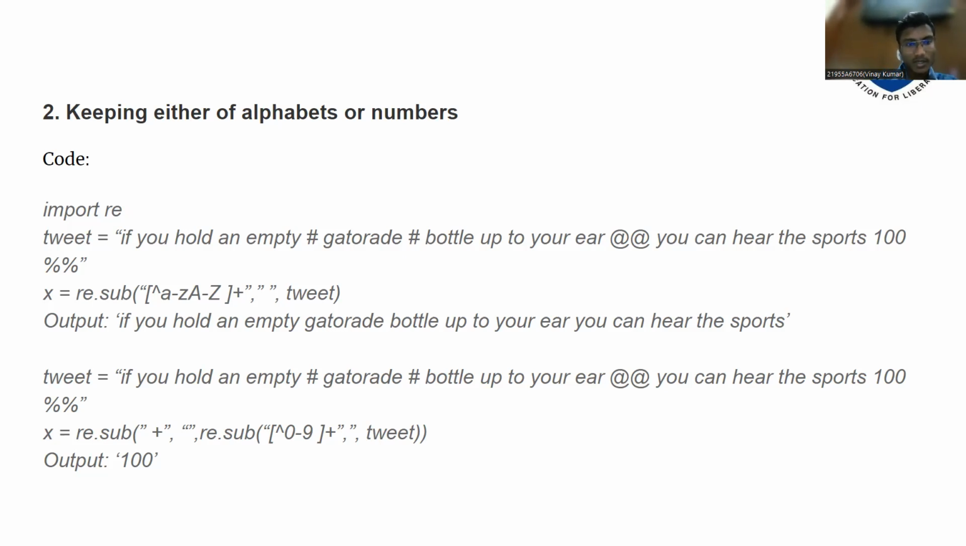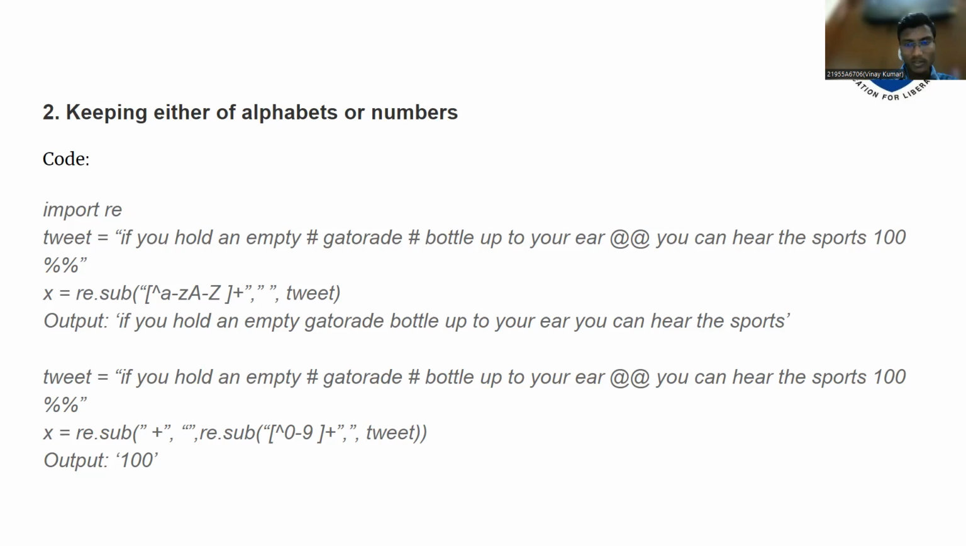With that, in the tweet variable, I'm storing the tweet, which consists of extra special characters like hashtag, at the rate, and percentage symbols. So using these, I'm removing those extra characters like hashtag. You can see the output does not contain any special characters.